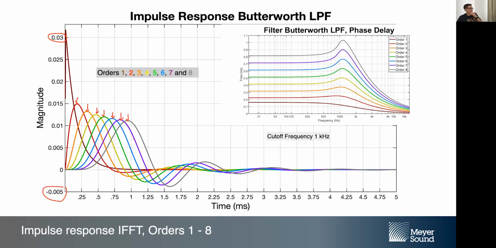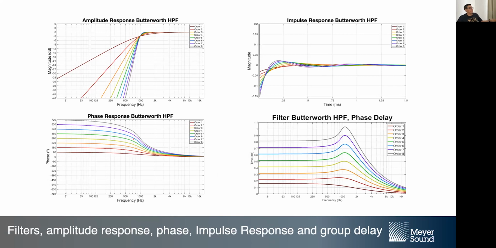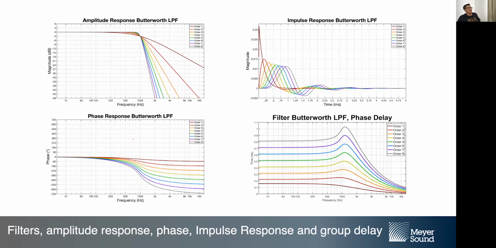Okay. Now let's move on because we are kind of worried about the time. Let's see the next slide, which is going to summarize what we saw. We have the high pass filter orders 1 to 8, the phase behavior for the same orders, the input response of those, and the phase delay for the high pass filter. And if we change to the next slide, we're going to see the same thing, but for the low pass filter orders 1 to 8.